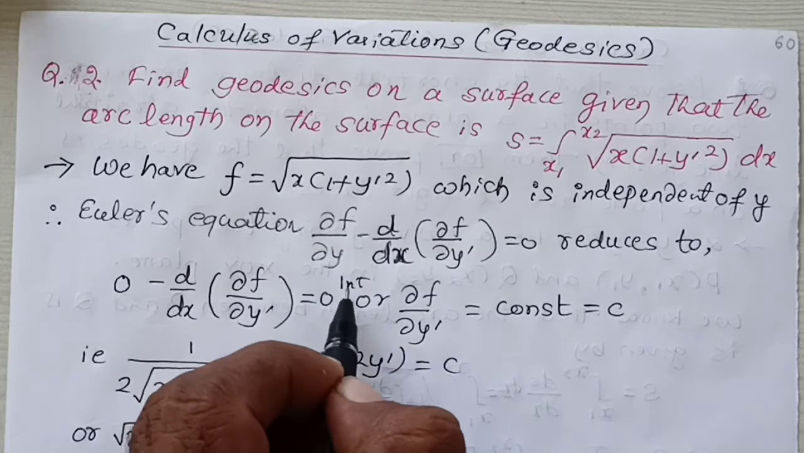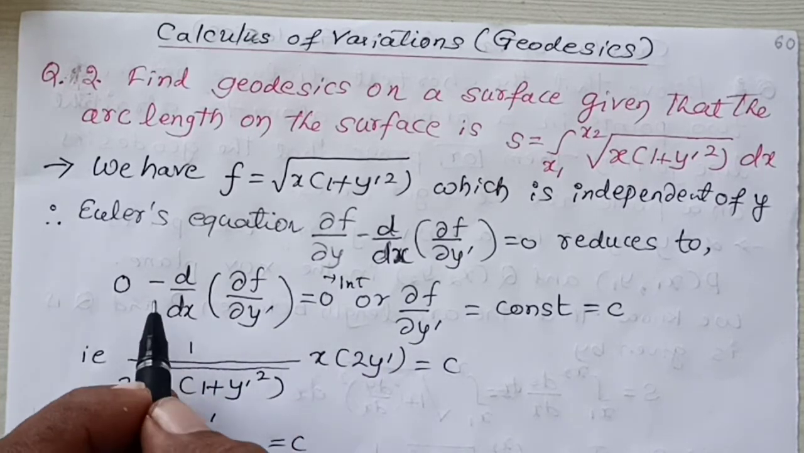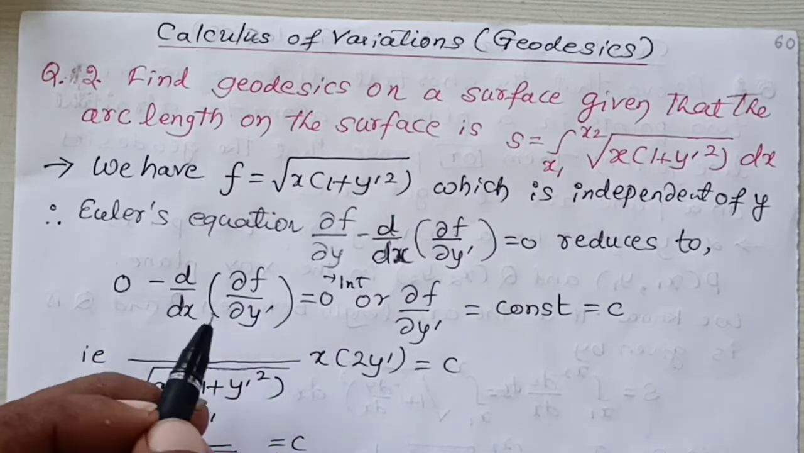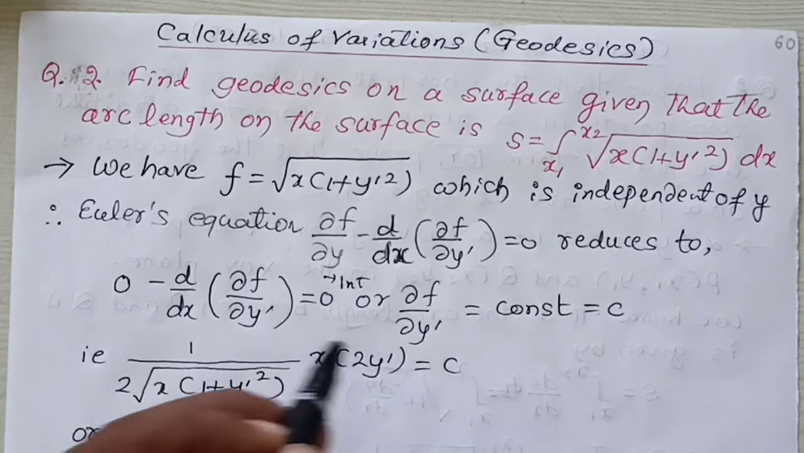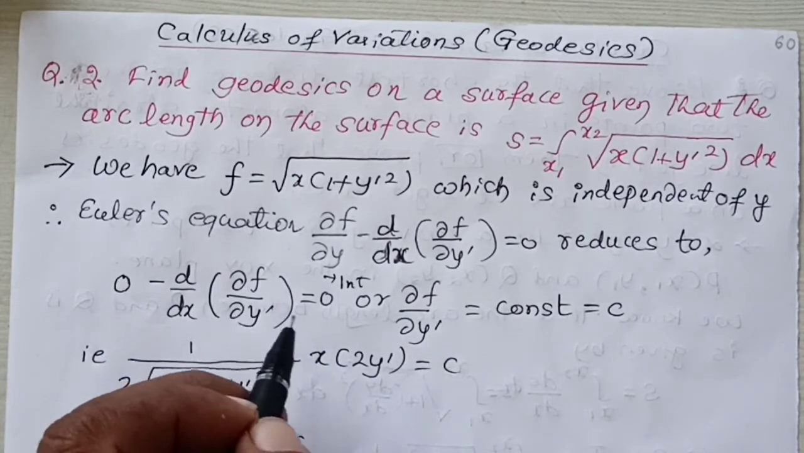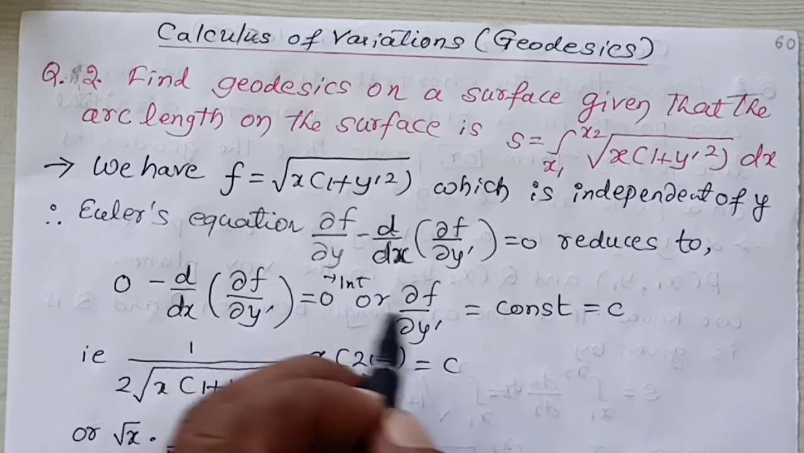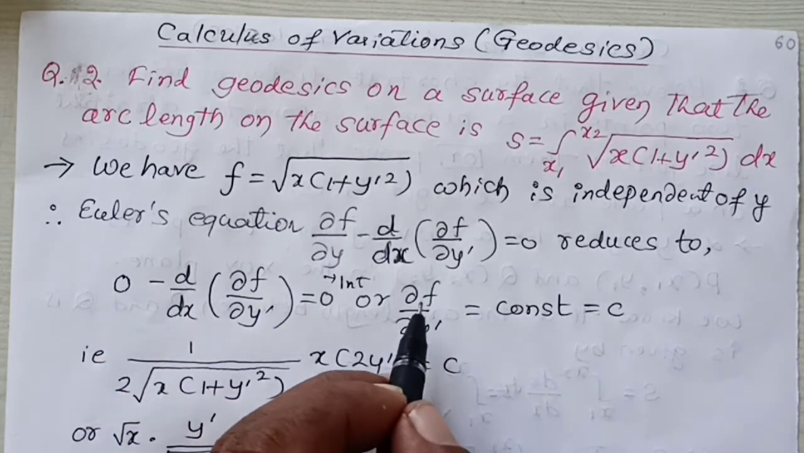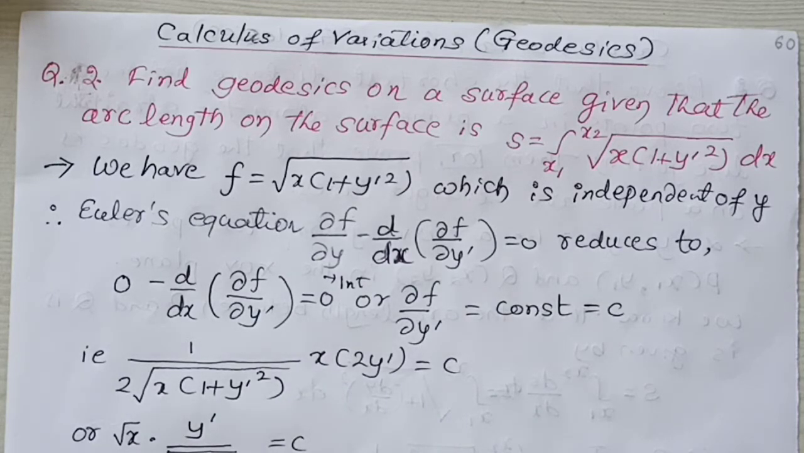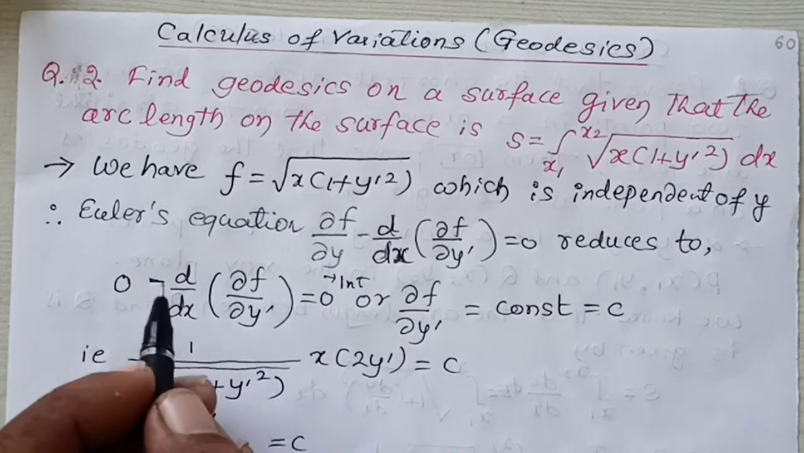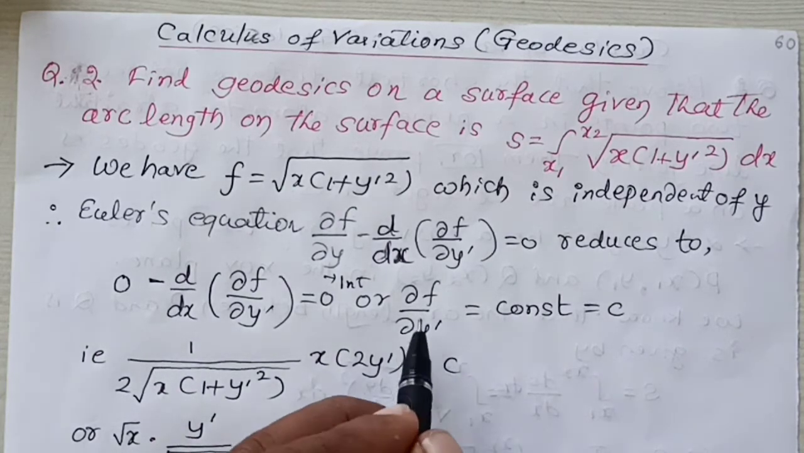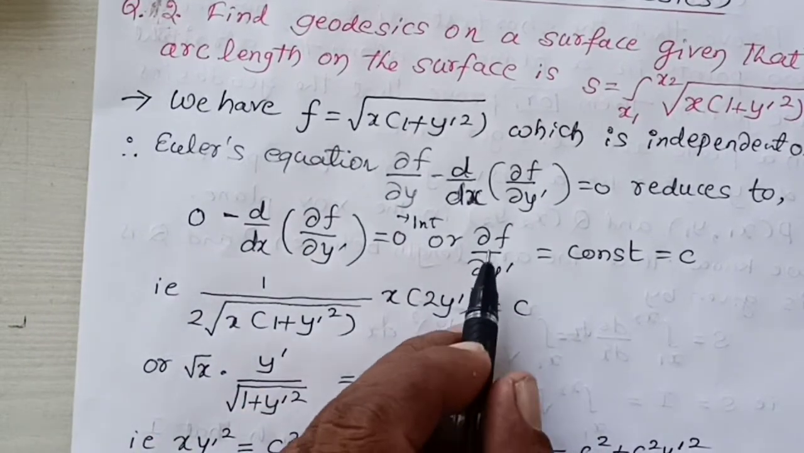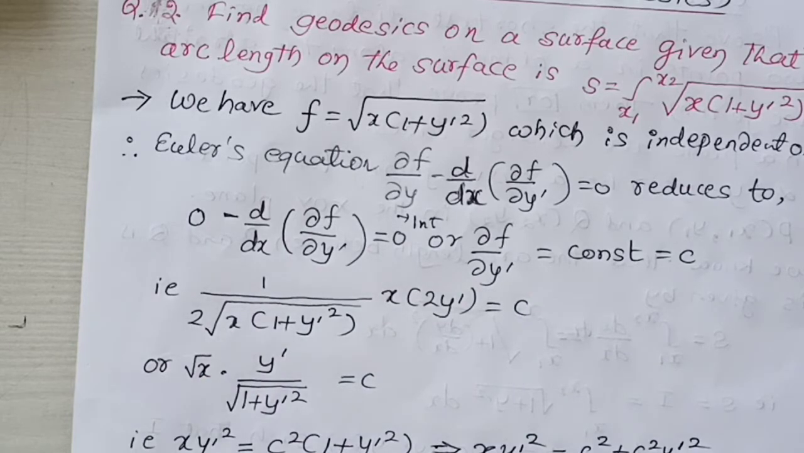So I integrate. Integration of d by dx of dou f by dou y dash is dou f by dou y dash, and the integral of the other side is again a constant c. Multiplying both sides by the minus sign, it becomes plus dou f by dou y dash equals the constant c.